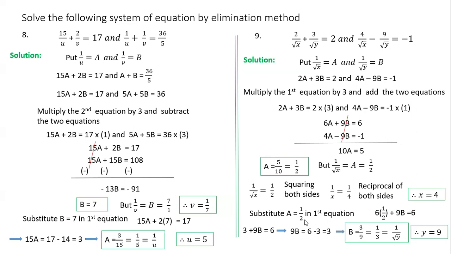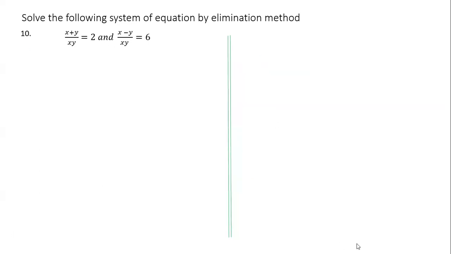Yeah. Next. Now see this. x plus y upon xy is equal to 2. x minus y upon xy is equal to 6. The question is a different one. All are for the elimination method and it is a system of linear equations in two variables, because all the powers of the variables are one only. Now see here.